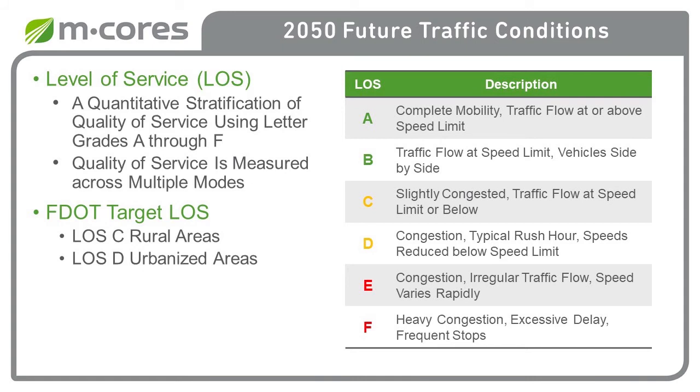As shown in the table, level of service A and B represent steady traffic flow at or above the posted speed limit. Level of service C and D represent light congestion, but still moving near the posted speed limit. Level of service E and F represent heavy congestion with large variances in speed and potential frequent stops. The department has identified a target level of service C in rural areas and a target level of service D in urban areas.